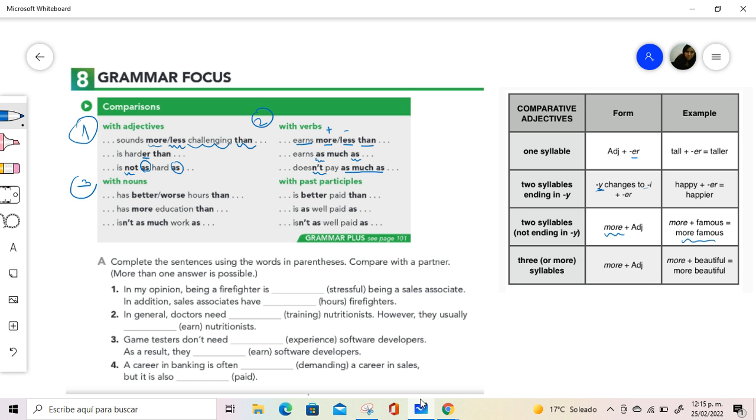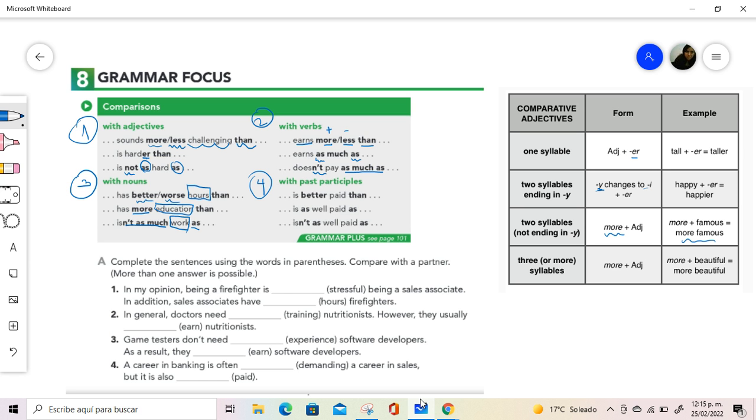The third form of comparison is using nouns. Once again, we are using adjectives in the first part, better or worse, that are comparative adjectives, but the emphasis is here in the noun, and we are using than. More, then we have another noun that is education, and than. And we can use equatives as well, positive or negative, but it is centered on the noun.